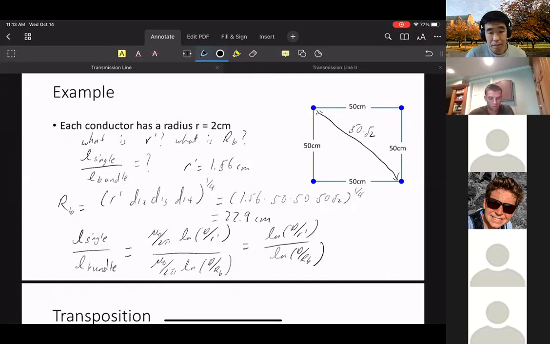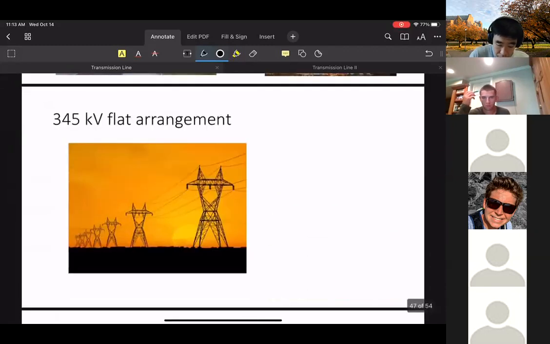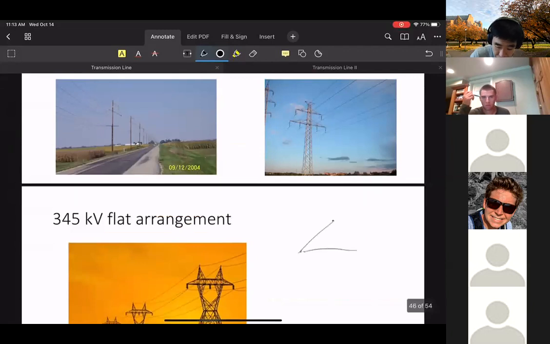So the last thing we'll do in this class is what we have in practice. If they're symmetrical, we often want things to be symmetrical. However, if you arrange things in a bundle, they don't always appear to be symmetrical, right? Because if you arrange things to be flat, like this, face A, face B, face C, there's some asymmetry, because they're not all at the same position with respect to the ground, for example.